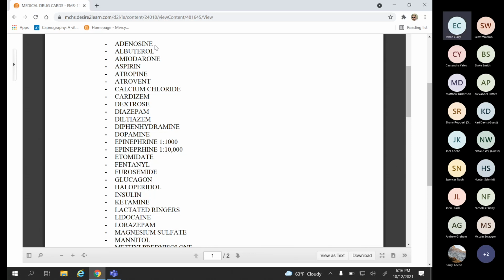What was the dose for Atrovent, you said? Atrovent generally comes 0.5 milligrams. And that's in your DuoNeb container.